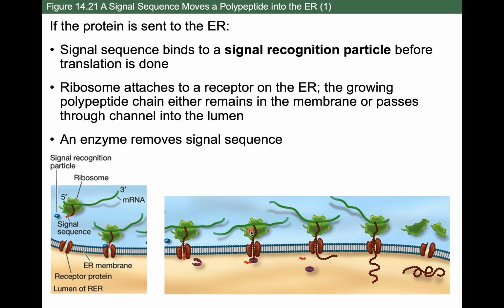And once we resume translation, now this protein is going to get threaded through that pore and end up here inside the endoplasmic reticulum. And you'll notice there's a little enzyme here that comes in and actually clips off that signal sequence once it's done its job. It's usually not an important functional part of the final protein, so it typically gets removed.